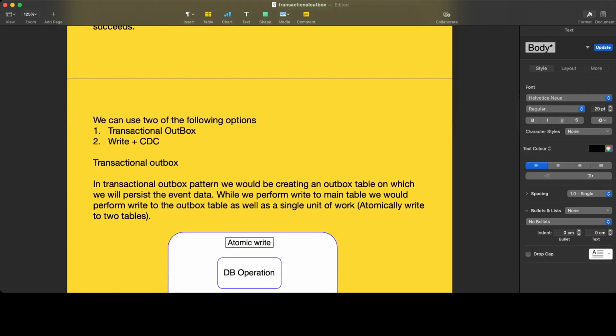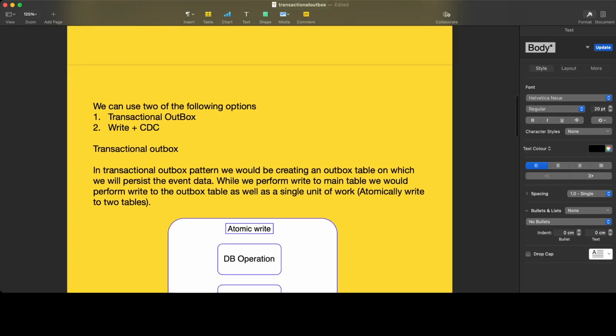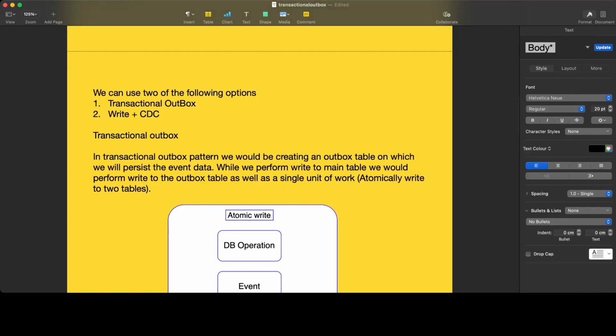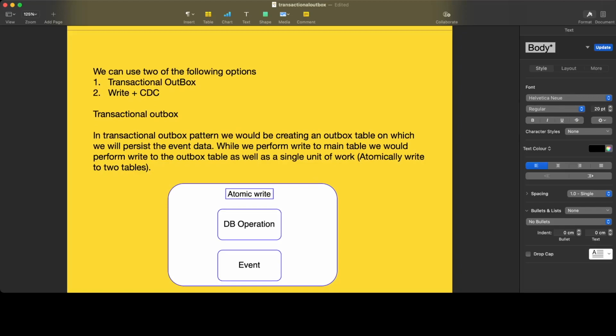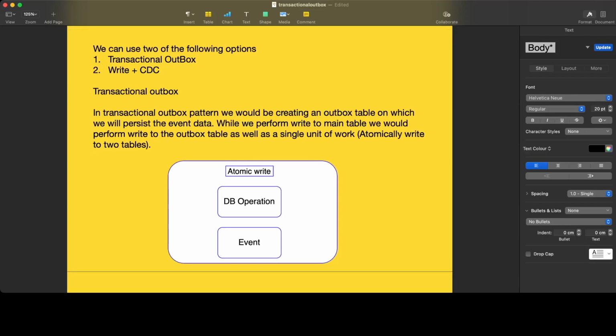So what are the ways we can solve this? We can use a pattern called transactional outbox, or we can use another way like write and CDC. Let's look into both of these solutions in depth, so we understand which is better and which is not, and we can pick and choose what fits our need. So what is transactional outbox?